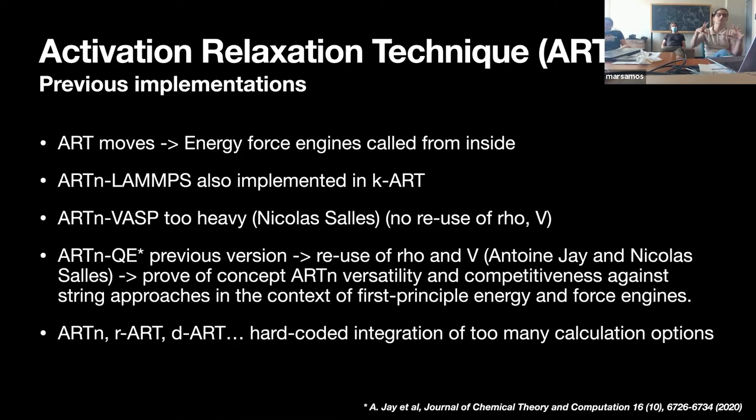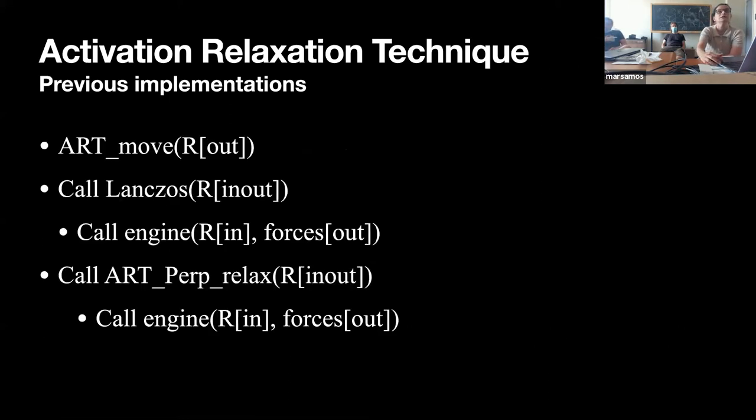So as you can see, one of the problems of having a code that moves the ions and calls the engines naturally makes the portability very painful. So in a few words, in the previous implementation it was ART that was moving, so changing R, the atomic positions. It was calling Lanczos for estimating the smallest meaningful eigenvector, instead of diagonalizing the whole Hessian, which is impossible. ART uses Lanczos. Inside the Lanczos, there was a call to the driver routines for the engine. And then it was also ART that was performing the constrained perpendicular relaxation, yet again calling the engine.